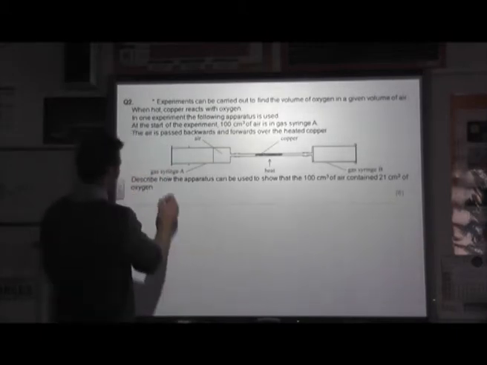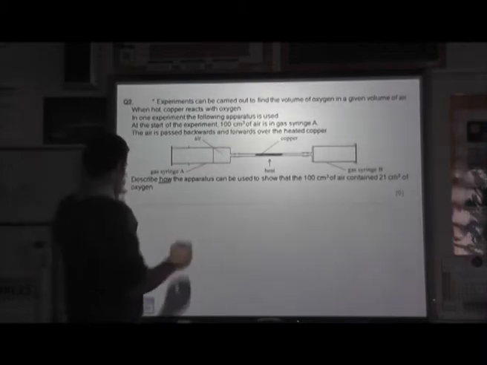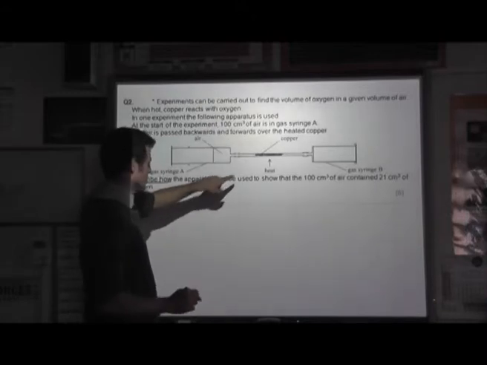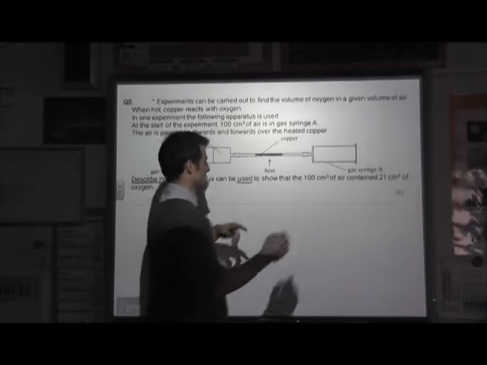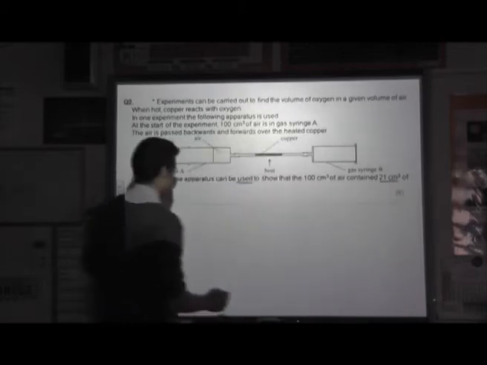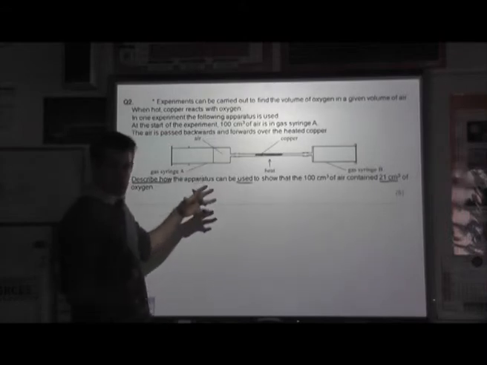Describe how. I'm going to underline how. I'm thinking about what the question's asking me to do. It's asking me to describe how this apparatus is used. So what do we do when we're using it to show that 100 centimetres cubed of air contains 21 centimetres cubed of oxygen? Okay, so it's not like here where we've got advantages and disadvantages. It's more of a big long description.